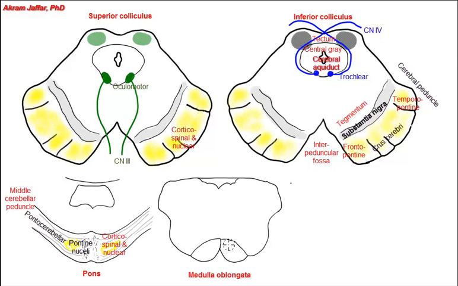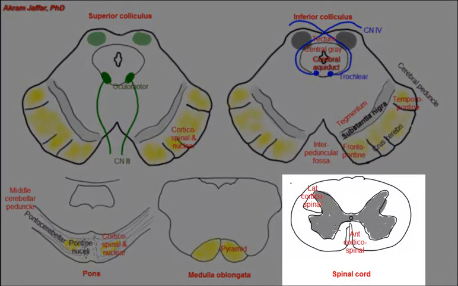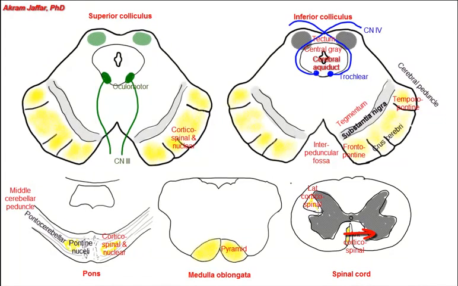In the medulla, the corticospinal fibers form the pyramids. 3/4 of the fibers of the pyramids will cross at the lower part of the medulla oblongata and form the lateral corticospinal tract. The uncrossed fibers will form the anterior corticospinal tract. These fibers will cross at segmental levels of the spinal cord and terminate at anterior horn cells.